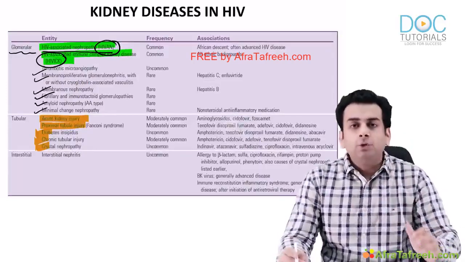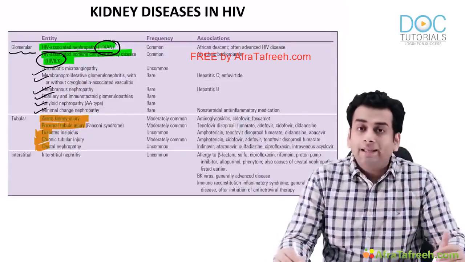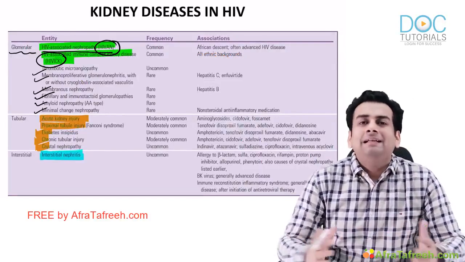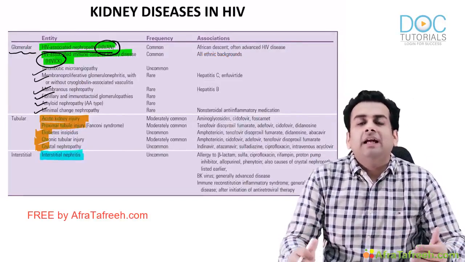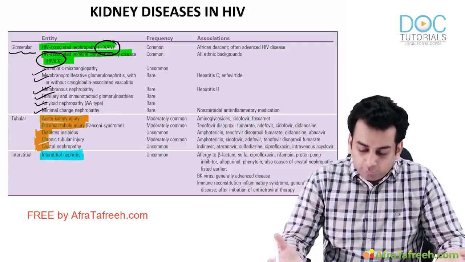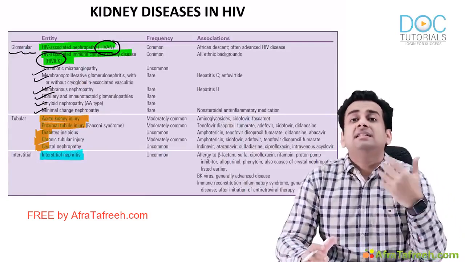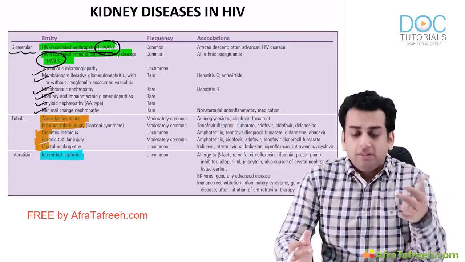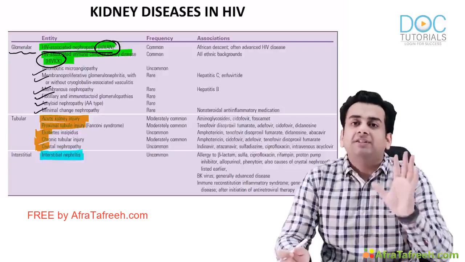Coming to interstitial diseases, you can have interstitial nephritis, which can be due to any drug that you could be using in an HIV patient. That could be caused by it, or even some viral diseases like BK virus, which could be an opportunistic viral infection in an immunocompromised patient like an HIV patient.